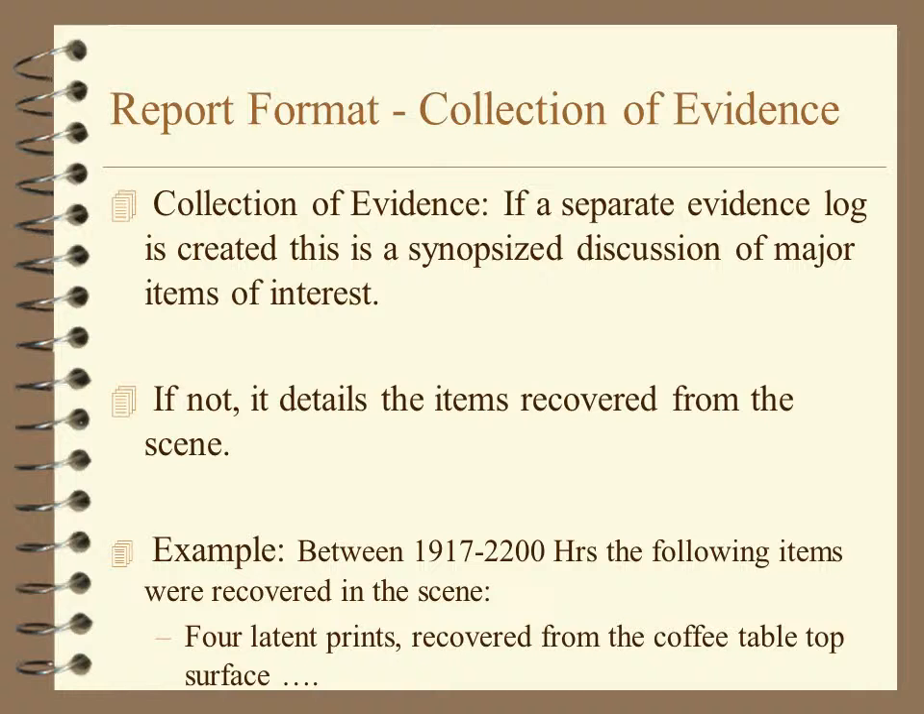You'll put in, for example, between 1917 and 2200, the following items were recovered. 4 latent prints recovered from the coffee tabletop surface. 1 beverage can marked Fresca found on the coffee tabletop surface, and so forth. In other words, you describe the evidence that you've located, and where you located it from.